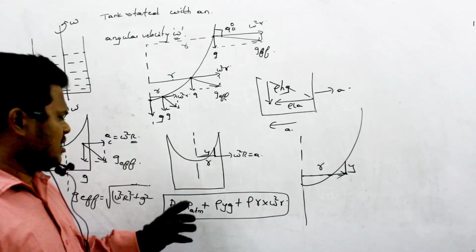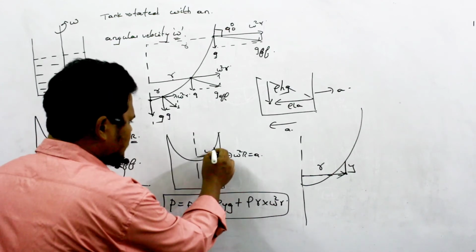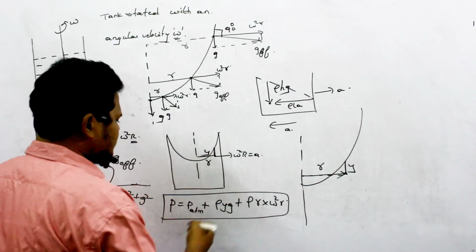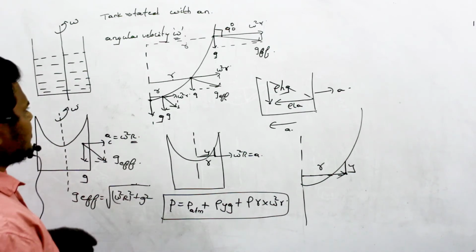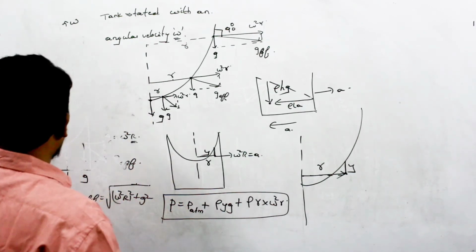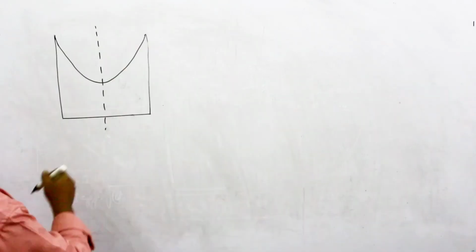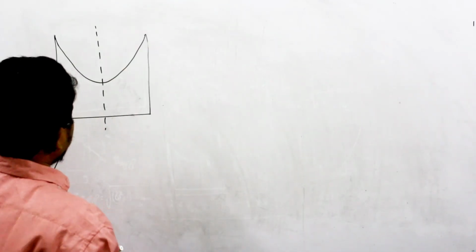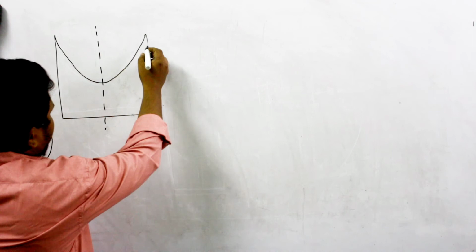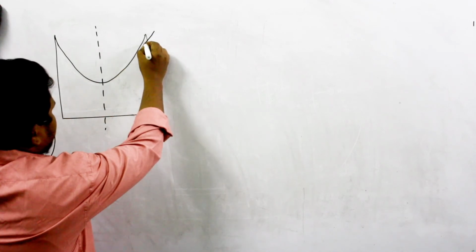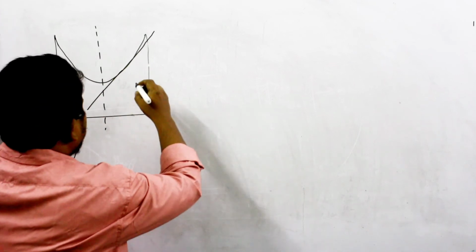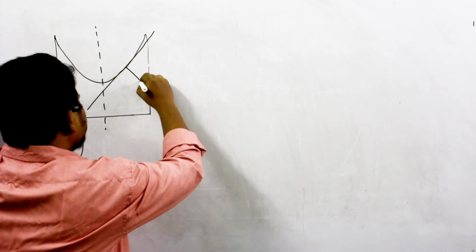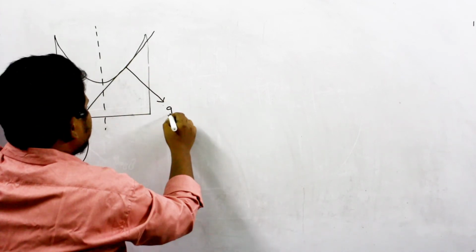Now let us see how we can calculate this Y value so that I can substitute in this condition and calculate the total pressure. So let us see. This is the shape of the liquid column which is formed here. Now I will draw a tangent to this liquid surface. So this is the tangent which I have drawn, and to this tangent this should be the direction of G effective.